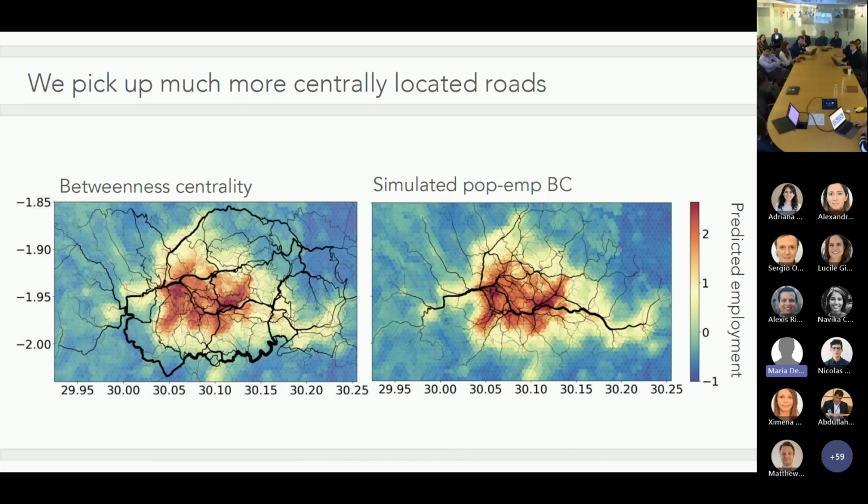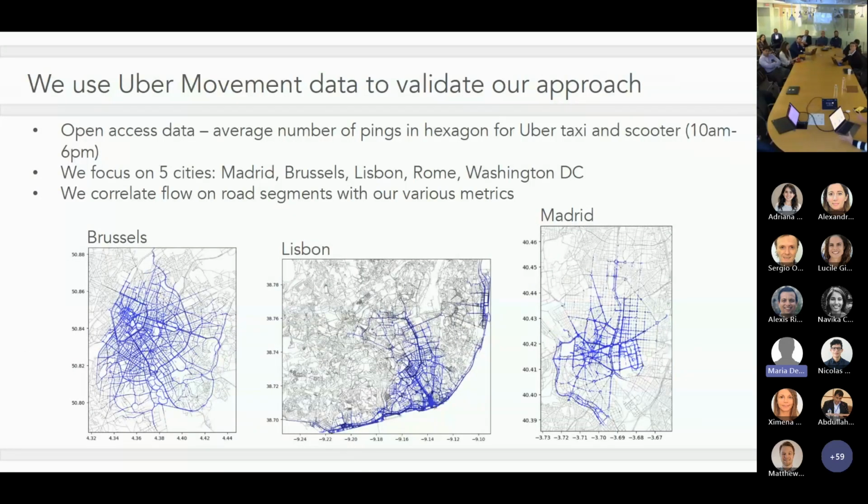But that's only the first step. What we would like to understand is how does our approach compare to real world traffic flow? So for this, we use an open source dataset, which is Uber Movement data, which gives us the average number of pings from Uber taxis and scooters in a hexagon, typically between 10 a.m. and 6 p.m. And we have data for five cities: Madrid, Brussels, Lisbon, Rome, and DC. What we do is we correlate the data we have from Uber with our simulated results to see how well our approach performs.